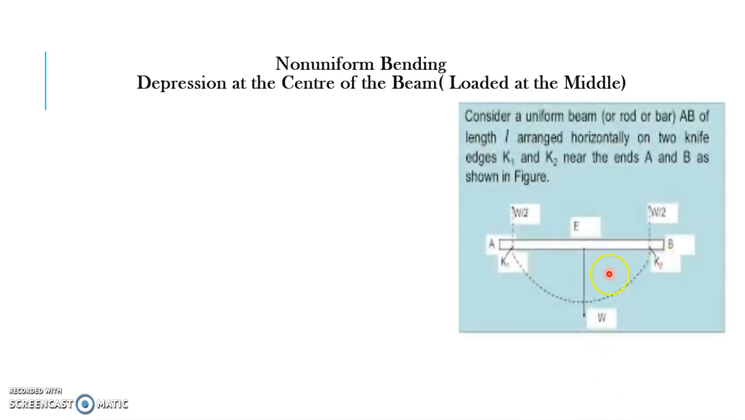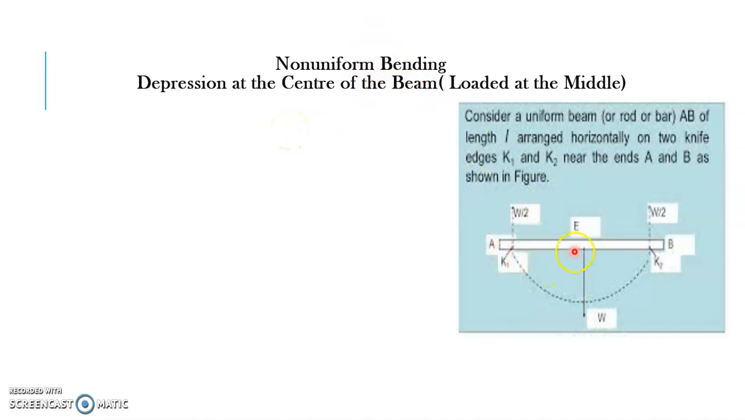Next one is the non-uniform bending method. That means depression at the center of the beam, that means loaded at the middle of the beam. The weight is added at the middle of the beam only. This method is known as the non-uniform bending method.